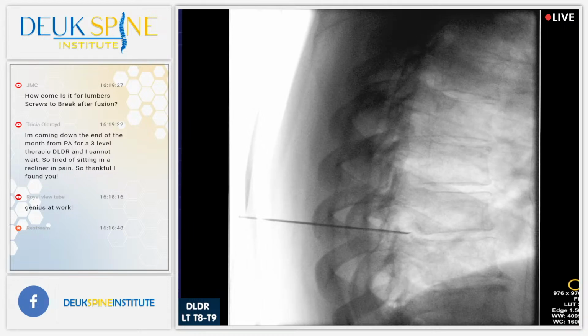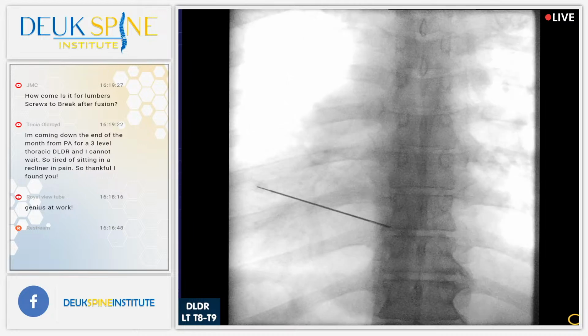Okay, give me an AP. We're going to check our levels again on AP. You can't really tell where you are on lateral. In terms of what level you're at, 8-9, 9-8, 7-8, 9-10. I believe we're at 8-9 based on our original localization. Yeah, we're at 8-9, but let's go down and verify that.